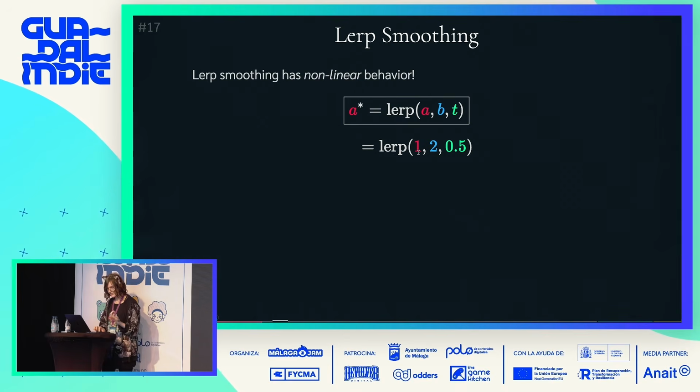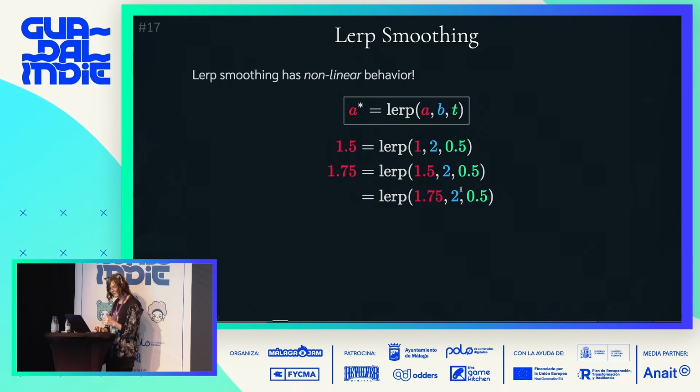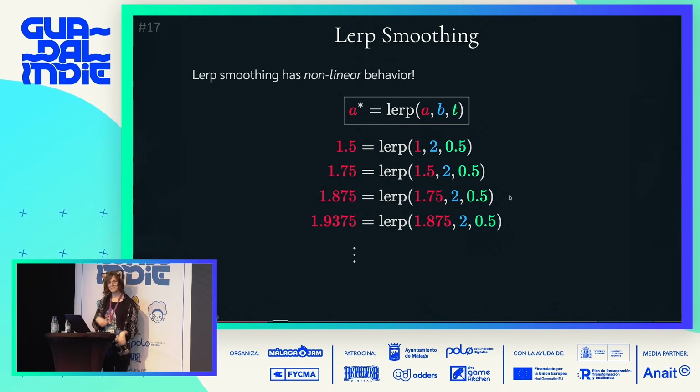So we have a Lerp function. We start with a equals 1, and we're going to blend towards the value 2. We have a t value of 0.5, which means halfway, 50%. And so halfway between 1 and 2, we have 1.5. The next time we run it, we're going to use 1.5 instead of 1. So now we go halfway between 1.5 and 2, and we get 1.75, and so on. Now we do 1.75 here, and you can see how this continues, right? This is how Lerp smoothing operates, basically.